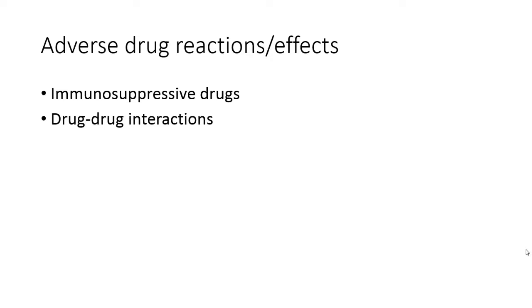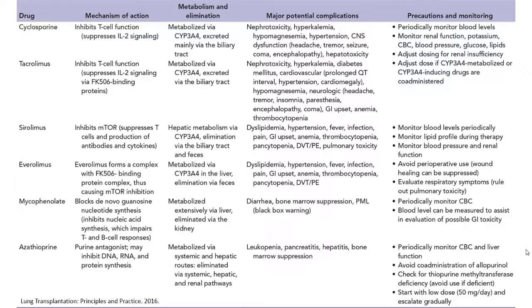So I'm just going to go briefly. This is not an immunosuppression drug lecture, but I'm going to talk a little bit about some of the more common drug reactions and complications of our medications, just things to look out for when you see these patients on the floor, and to question when you're starting a new medication, is this safe, is this not safe? This is a very busy slide, but it just represents our most commonly used immunosuppressant drugs in the lung transplant population.